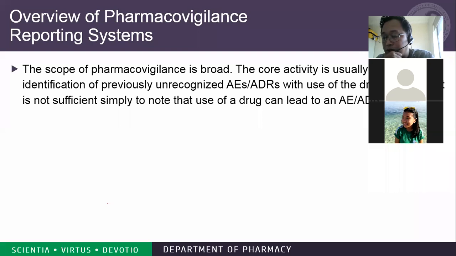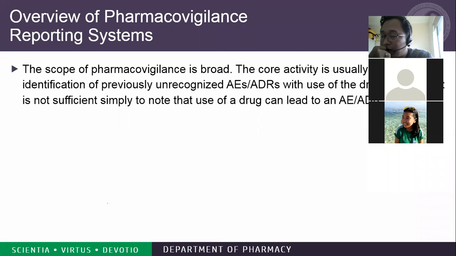So, as you can see in the beginning of the pharmacoepidemiology modules, pharmacovigilance can be part of the fourth phase of clinical trials. After a drug is released on the market, then we can do this pharmacovigilance.